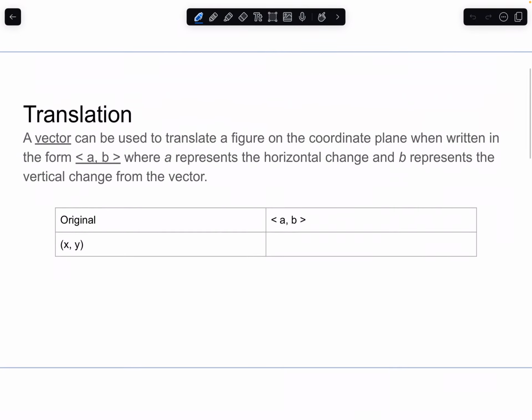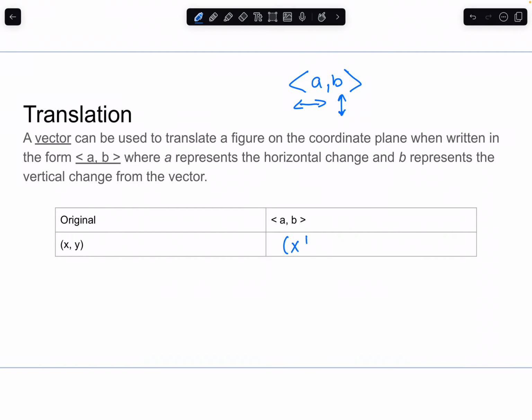Now, we're not going to go too into the specifics of a vector, but we're going to use the notation here, vector notation, as a comma b, where a represents what is happening horizontally and b represents what's happening vertically as we're shifting a polygon left, right, up, or down. So we start with our original point, x comma y, and then we'll talk about this horizontal shift.